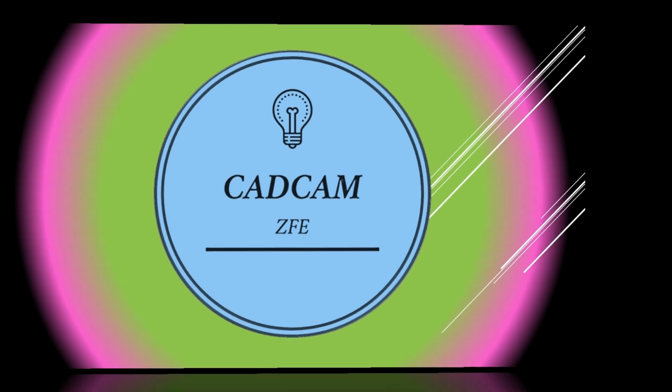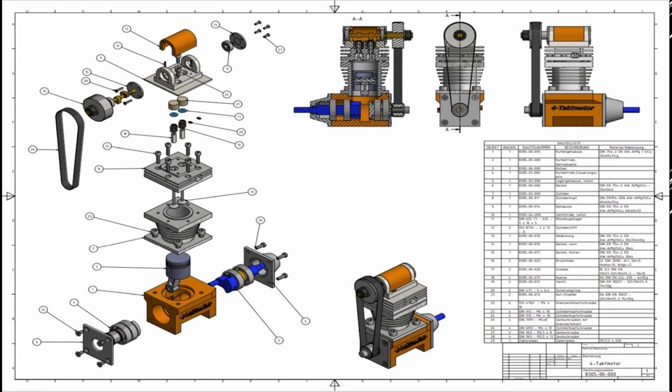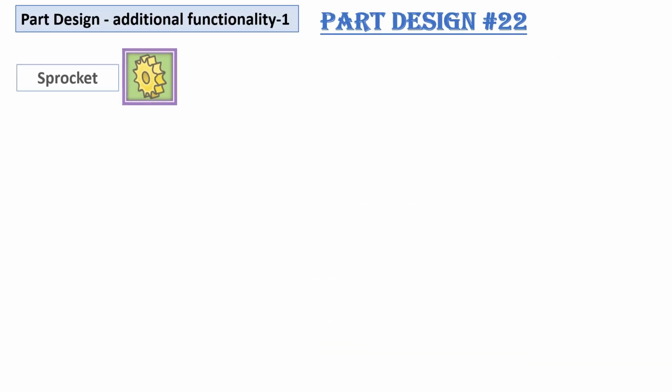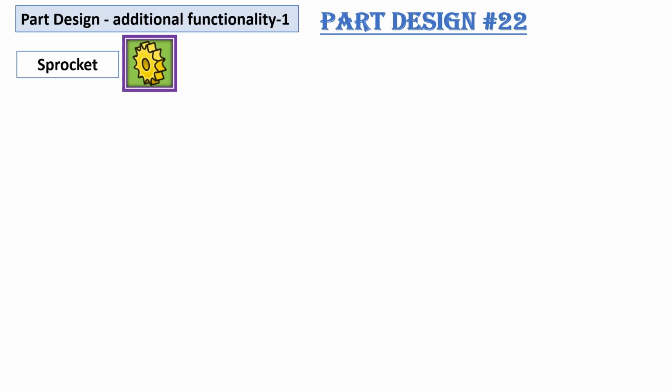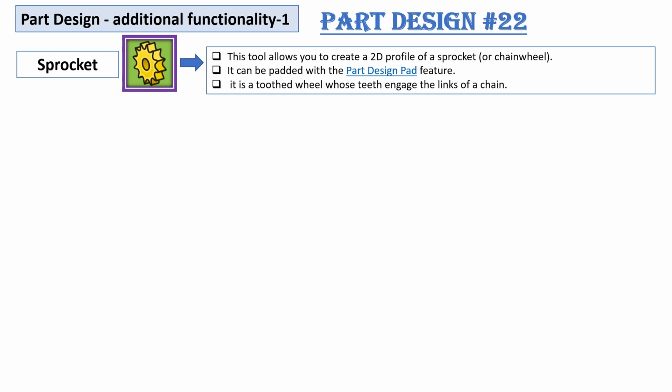In this tutorial, you learn about the application of the part design tool called Sprocket. You also learn the way to invoke this tool. This part design transformation tool is called Sprocket. This tool allows you to create a 2D profile of a sprocket or chain wheel. It can be padded with the part design pad feature.